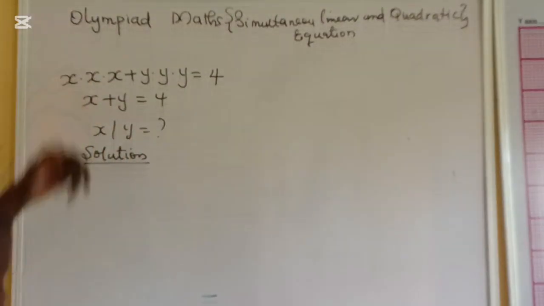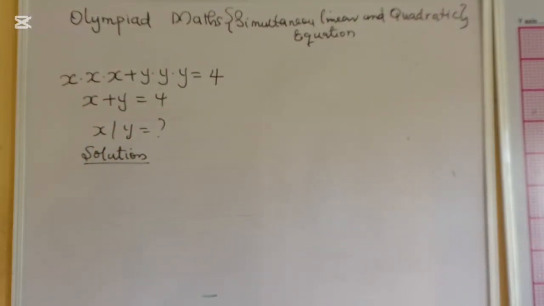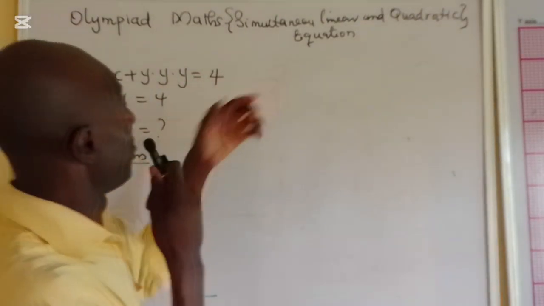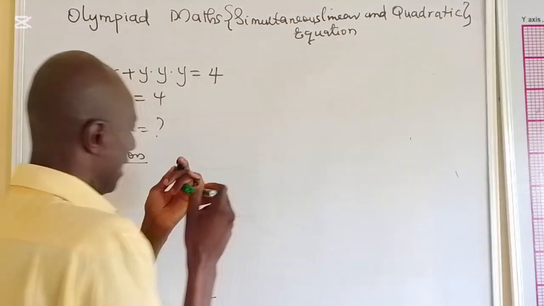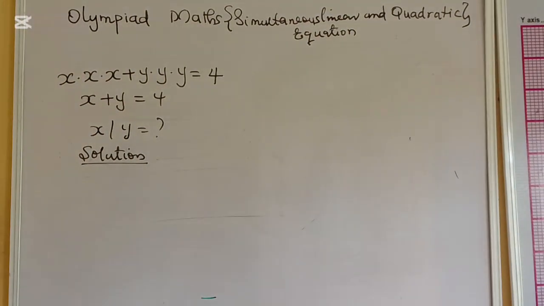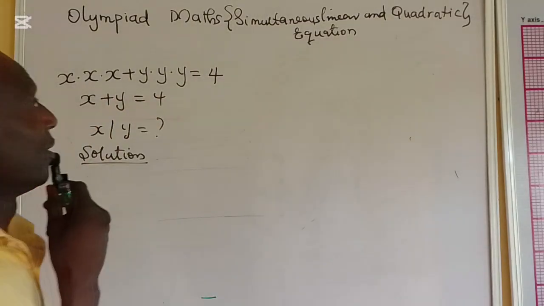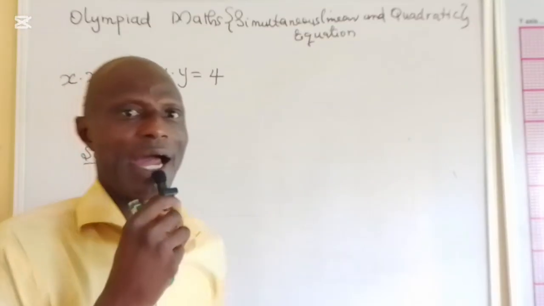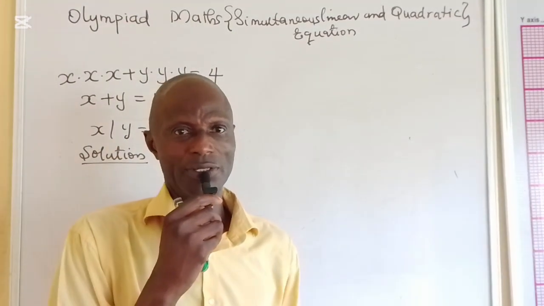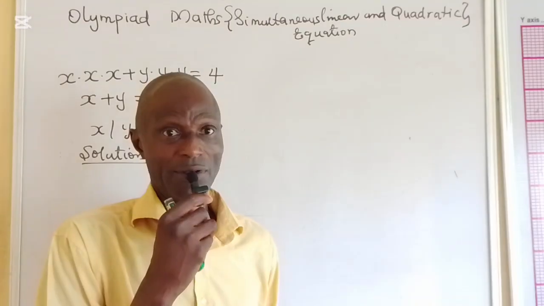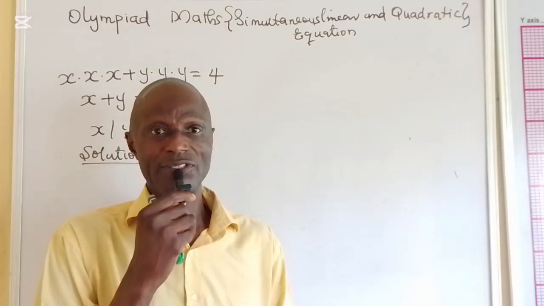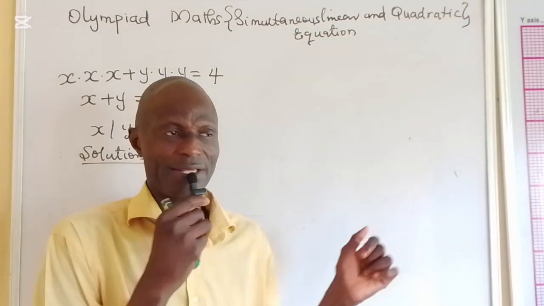Okay, let's solve this Olympiad Maths, and I will call it simultaneous, linear, and quadratic equation. That's what we call it in Nigeria. Simultaneous, linear, and quadratic equation is basic. It's grade 11, or we can call it in our country here, senior secondary SS2 maths.